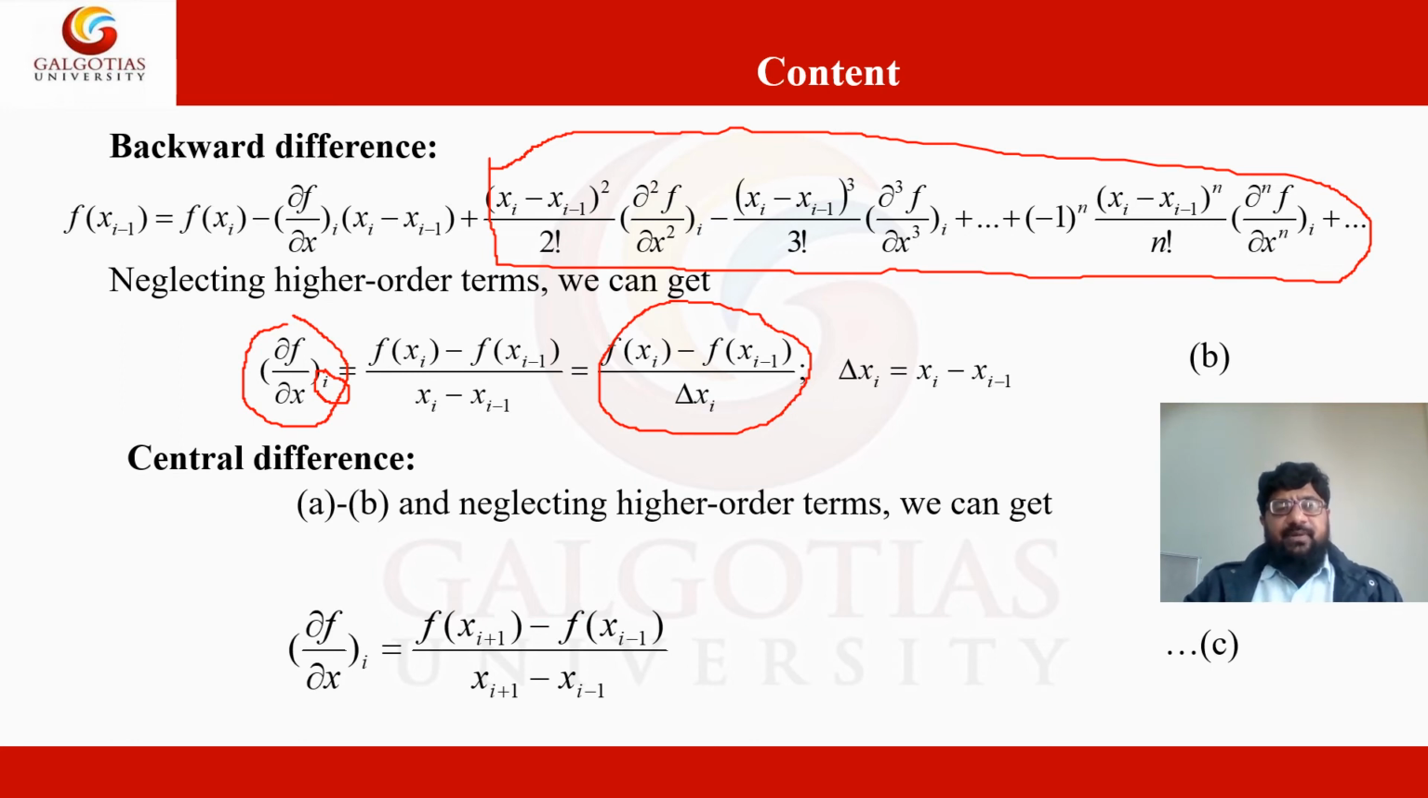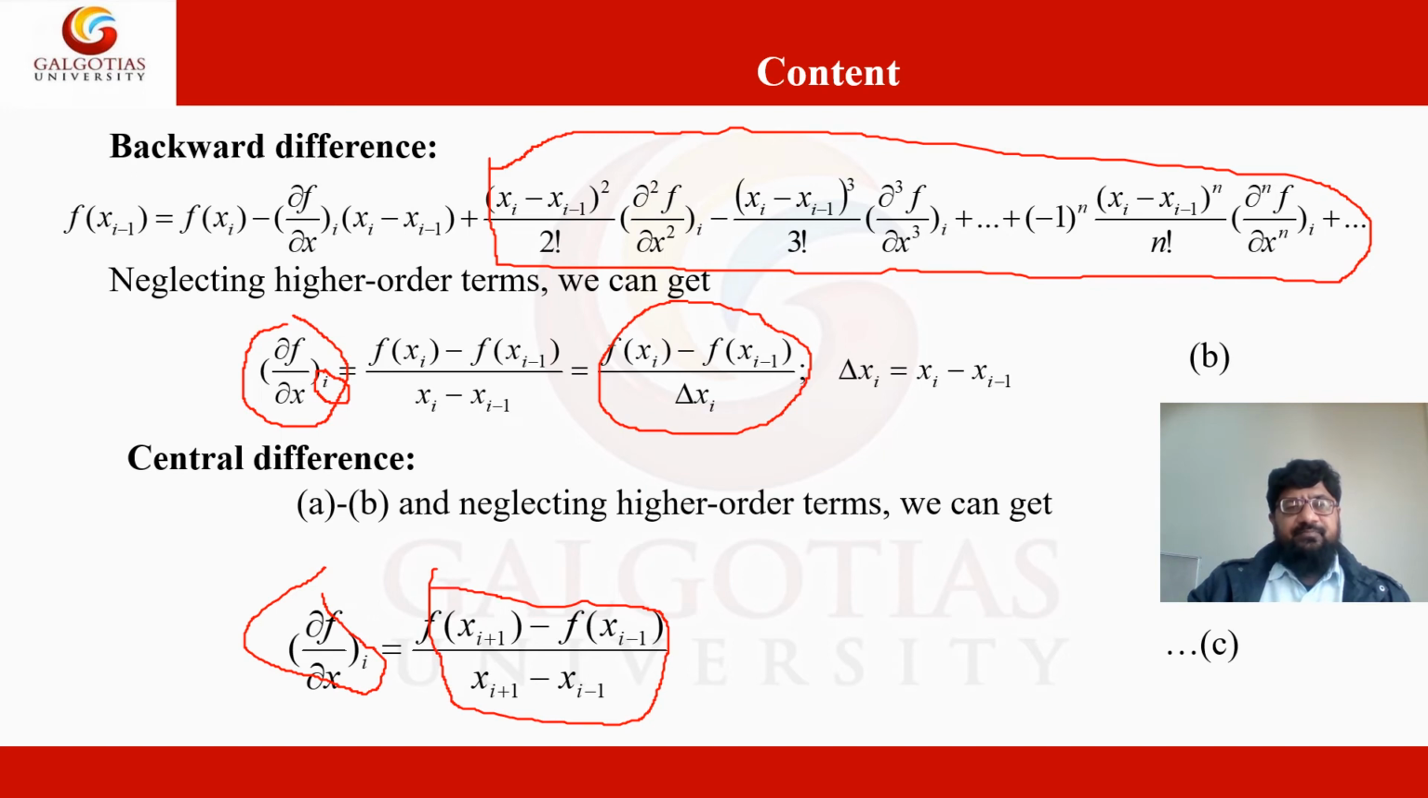In a similar manner, we can calculate this del f by del x at I using I minus 1 and I plus 1. And in this formula, we are not using the point xi. So we can say that del f by del x comes to this, and we can easily get it by taking the subtraction of the forward difference formula from the backward difference formula. And again, in this process, we will neglect higher order terms.